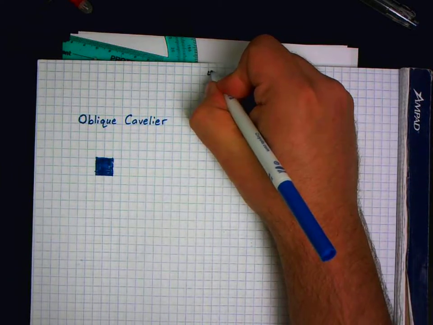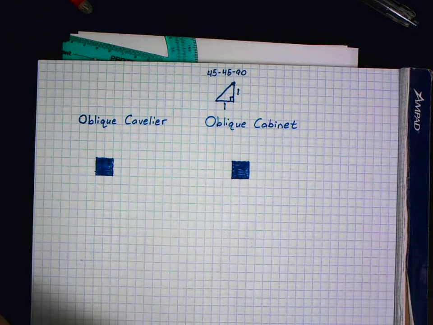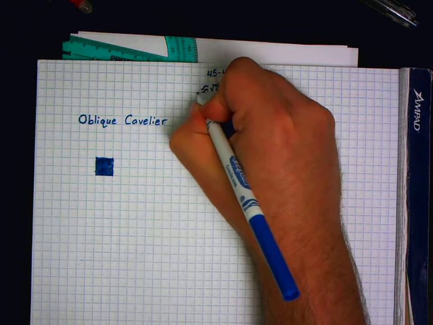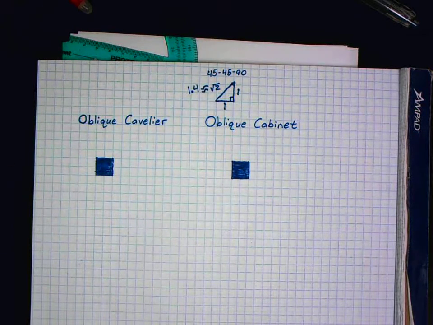This is your 45-90 triangle. So you remember it's 1, 1, radical 2, which is about 1.4. Doesn't look right, does it? On our isometric paper, it looked perfect because each line that we went on, they were all equal. Didn't matter which line we used. On here, this square is not equal to that square.